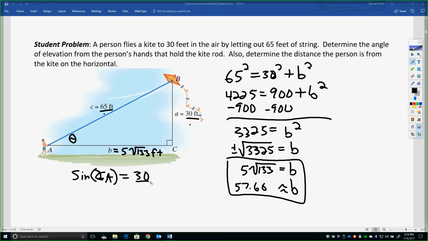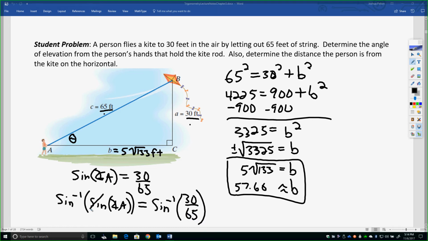equals 30 over 65. So to be able to solve that, I have to do the inverse sine to both sides. So the inverse sine of sine on the left and inverse sine of the ratio on the right gives me an angle. Let's cancel, cancel. So angle A is approximately 27.49 degrees. Okay, next page.